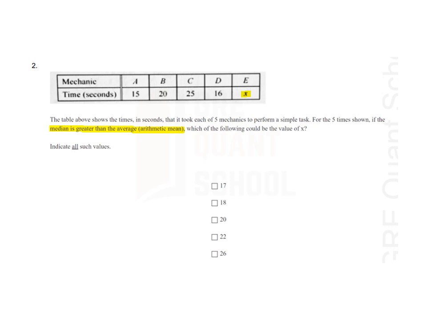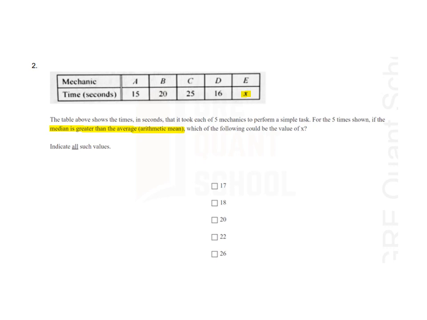The table above shows the times in seconds that it took each of 5 mechanics to perform a simple task. For the 5 times shown, if the median is greater than the average, the arithmetic mean, which of the following could be the value of x? So we need to find out the value of x. The condition is the median is greater than the AM, that is the arithmetic mean.